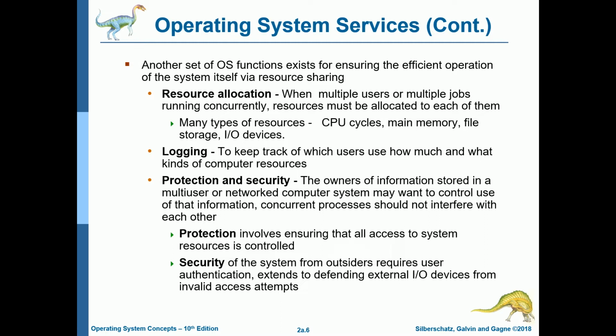Another perspective that we have to look at is understanding that the operating system has to ensure the efficient operation of the system via its resources. One service from this perspective is resource allocation. There are multiple processes running at any given time, and resources have to be allocated to them. The operating system can manage many different types of resources, such as the CPU, the main memory, and file storage.